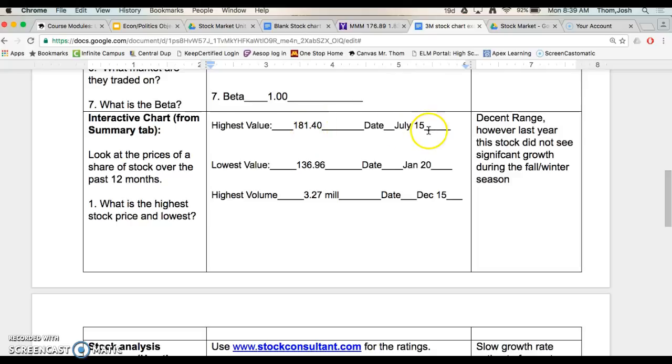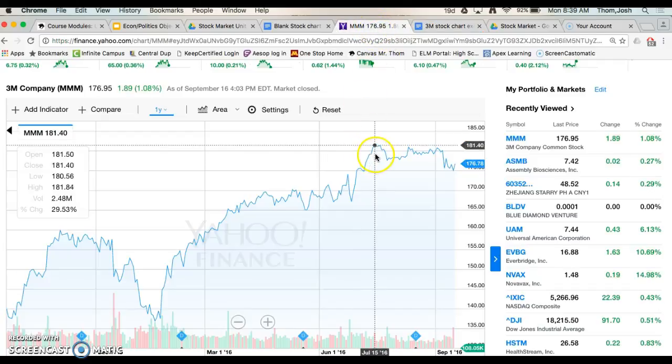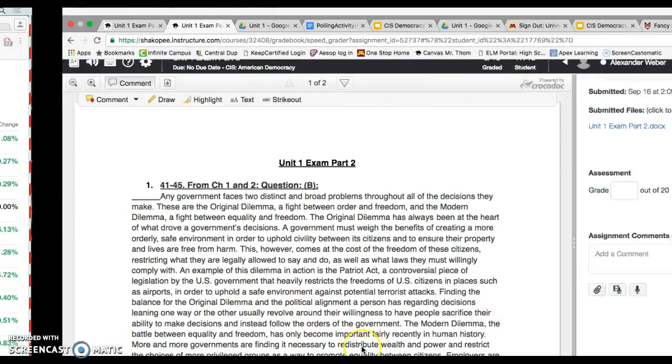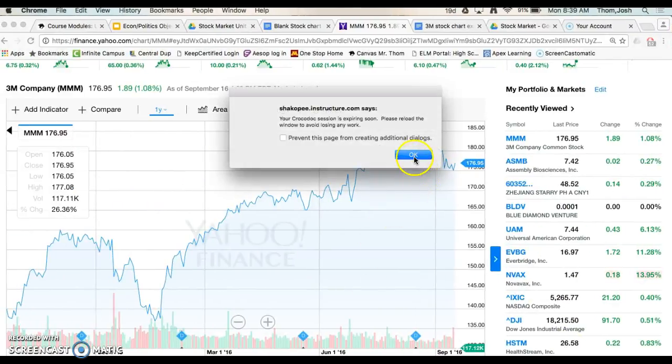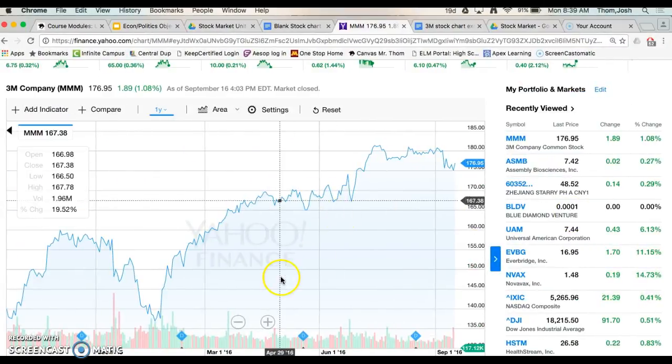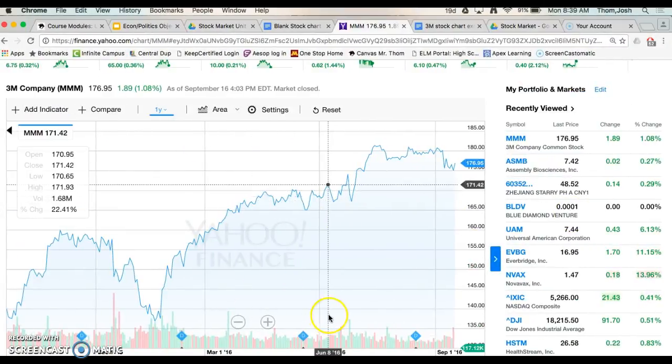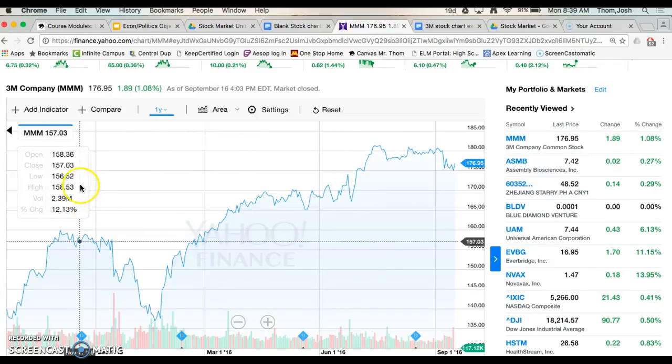The highest value happened on July 15th, where it hit $181.40. I was able to find that out by hovering over the highest part of the chart and then looking at what the stock was selling for on that day. And then I can also see the date way down here as I move my cursor back and forth. Sorry about that. I don't know why it keeps going back there. So if you hover over it, you can see the date down here, and you can see all the information about the sales and what it was selling for over here.